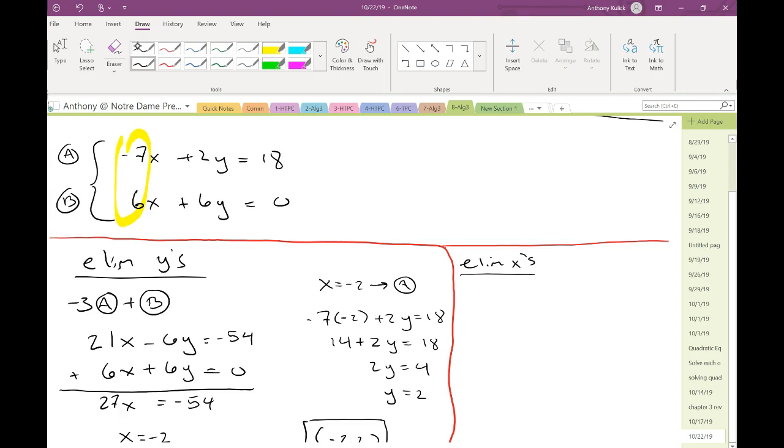So what I'm looking for is I want to make the least common multiple of 6 and 7, which would be 42, right? 6 times 7. So what I'm going to do is I'm going to multiply equation A by 6 and equation B by 7.